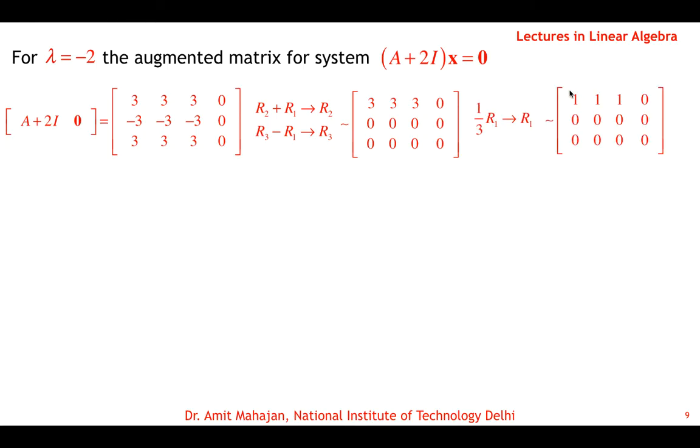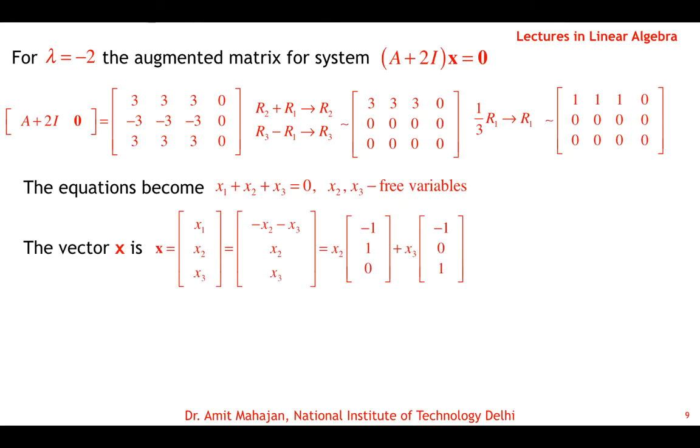Okay, now we can calculate the x1 variable in terms of x2 and x3. x1 plus x2 plus x3 is 0, that means x1 is minus x2 minus x3. Okay, and x2 and x3 are free variables, so we can write this x vector as a column vector x1 x2 x3 with x1 value as minus x2 minus x3. So clearly the x2 coefficient will make one vector and the x3 coefficient will make the other vector. Okay, so we got two vectors here.